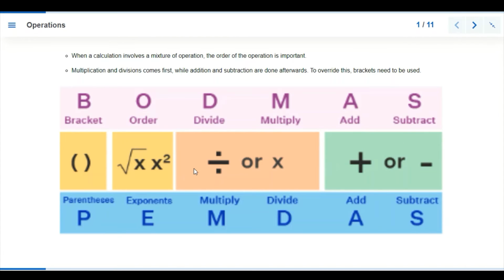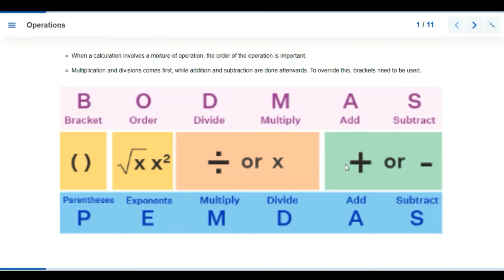So that implies that for any problem to be solved, we have to remove the bracket first. After that, then we can divide. After division, then we can multiply. After multiplication, we can then add. Then after addition, we can now subtract. So it also means parentheses, exponents, multiplication, division, addition, then subtraction.